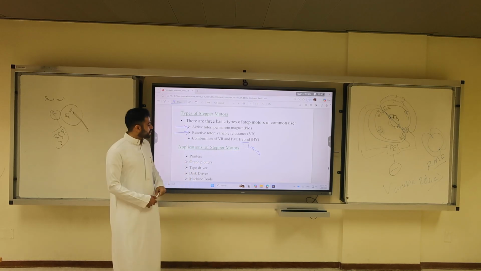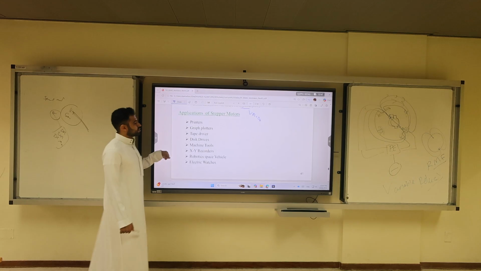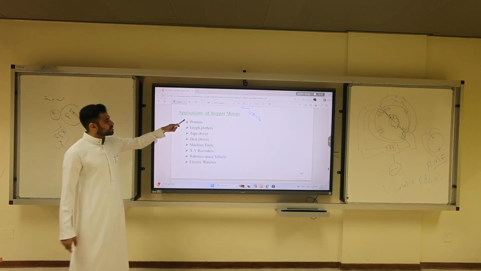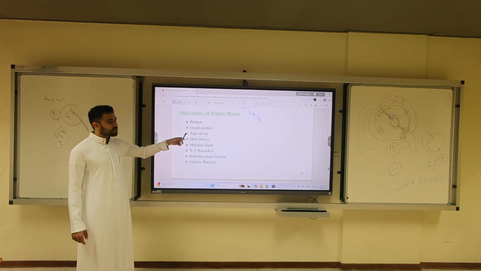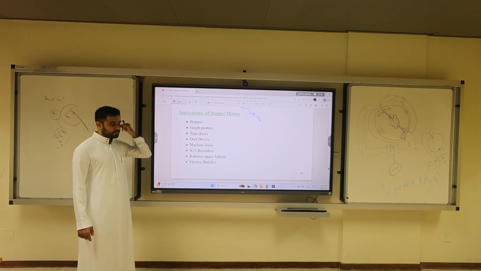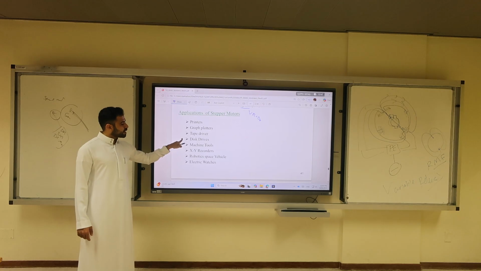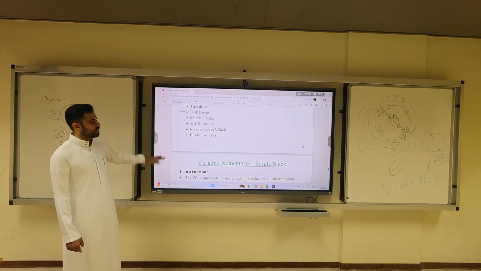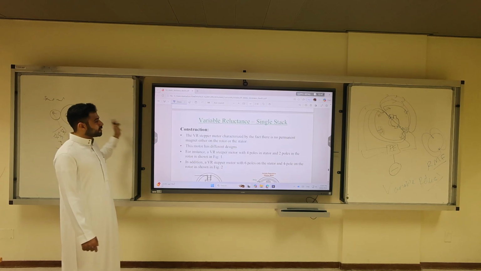This is another design. What are the applications? Printers, graph plotters, tape drivers, disk drivers, if you have CDs or something like that, machine tools, XY recorders, robotic space vehicles. In space they use stepper motors, and electric watches. Some mechanical watches don't have a motor, they use speed reducers.